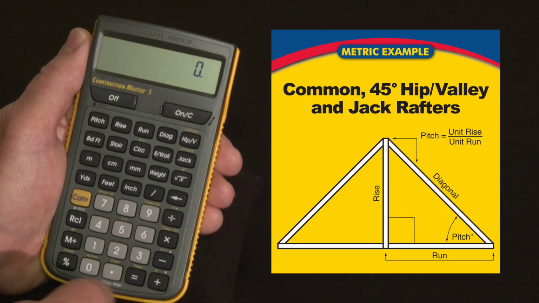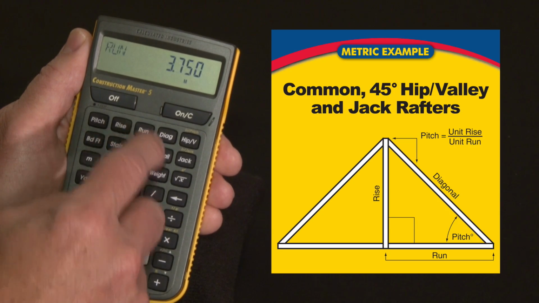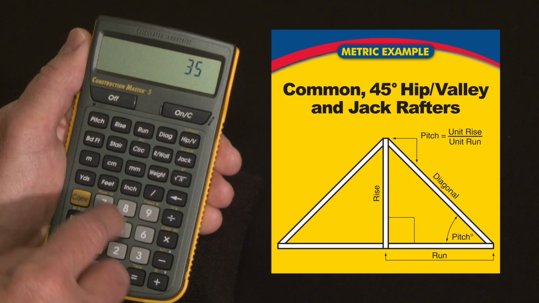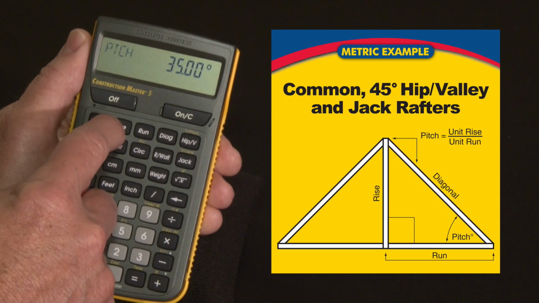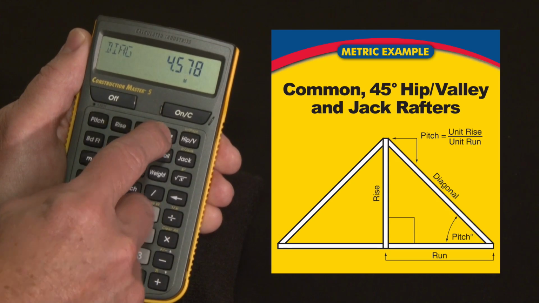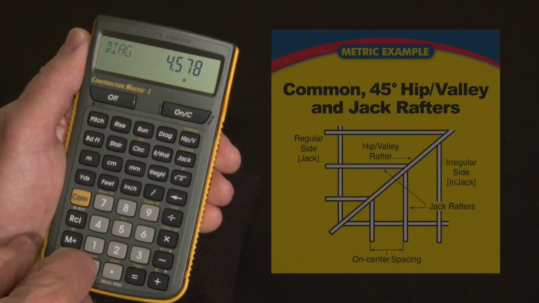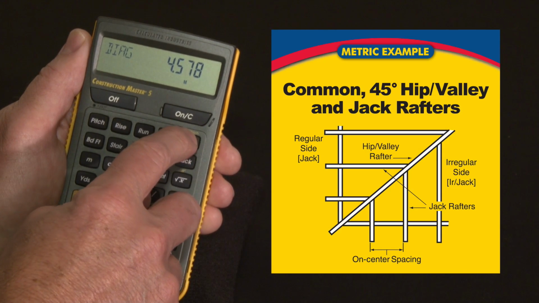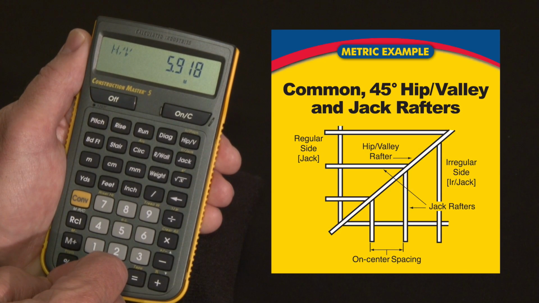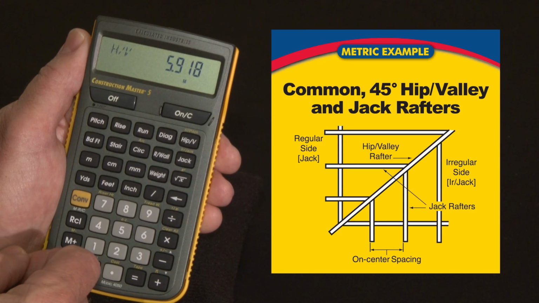For instance, if you know you've got a 3.75 meter run, but the plans say you need a 35 degree pitch, you can enter it that way. You can calculate your rise. You can calculate your hypotenuse, your diagonal for your common rafter. Again, you'd make that adjustment. For a 45-degree hip or valley rafter coming off of that, you just press this. It's going to be 5918. You'd make the same adjustment for half the thickness of the ridge and any overhang.